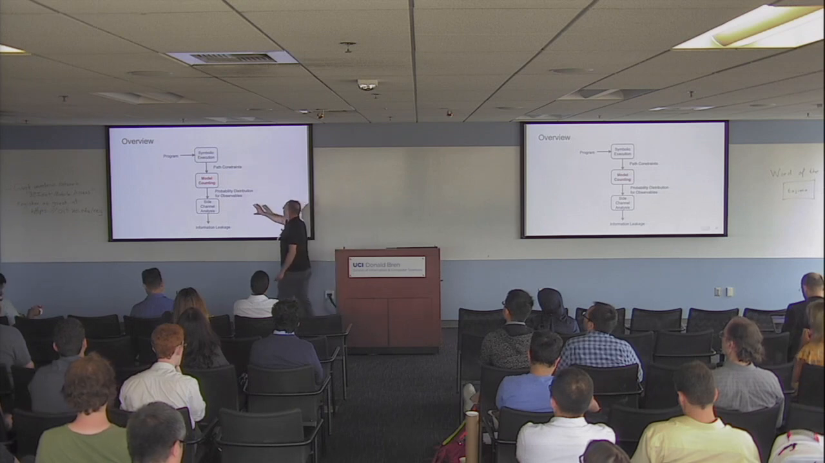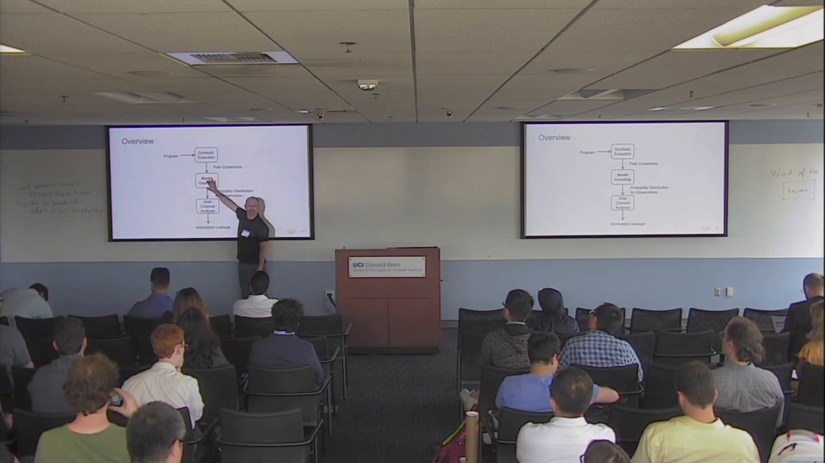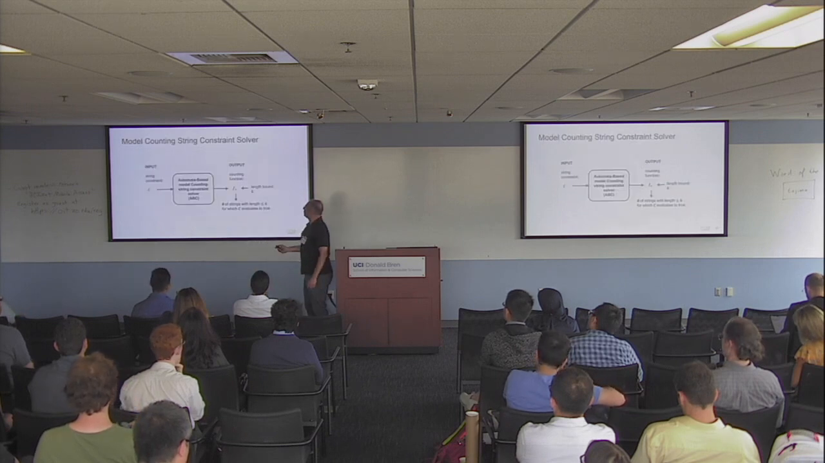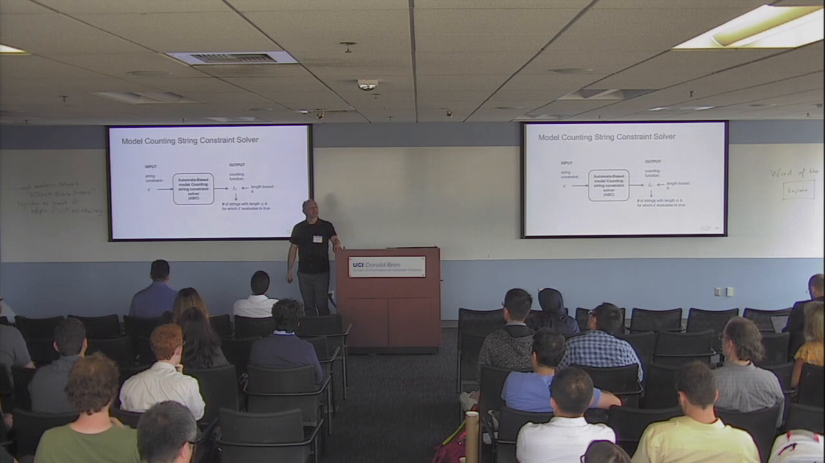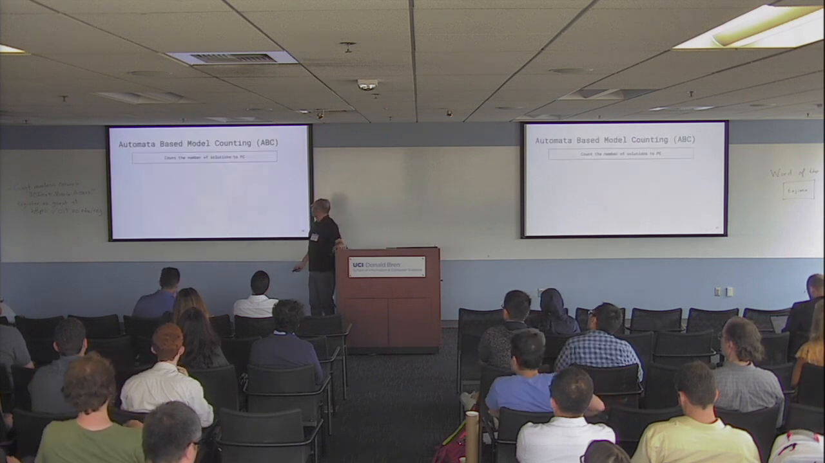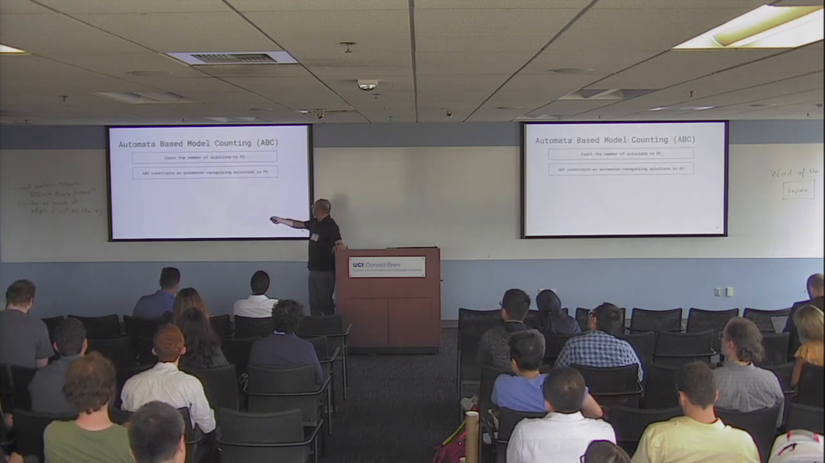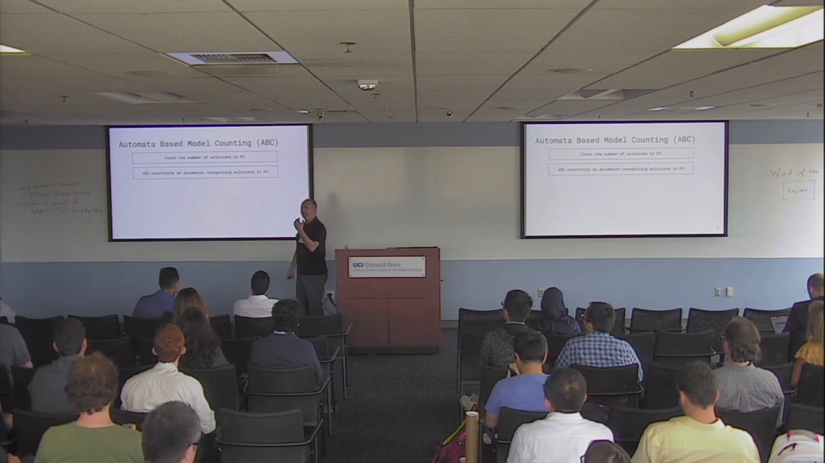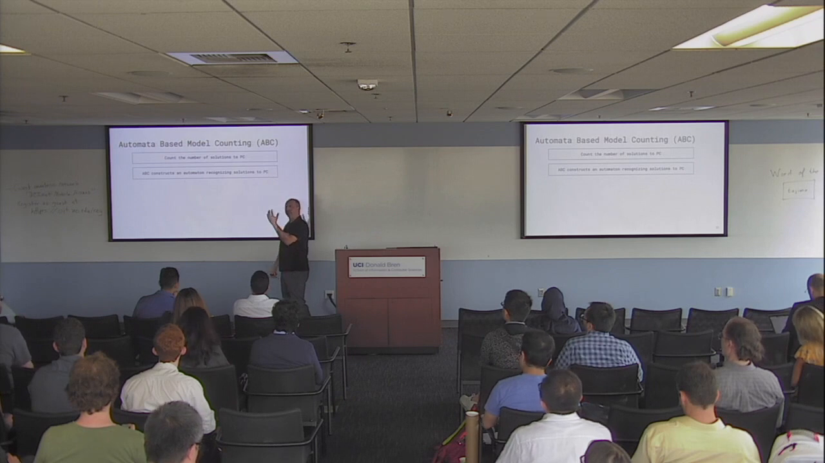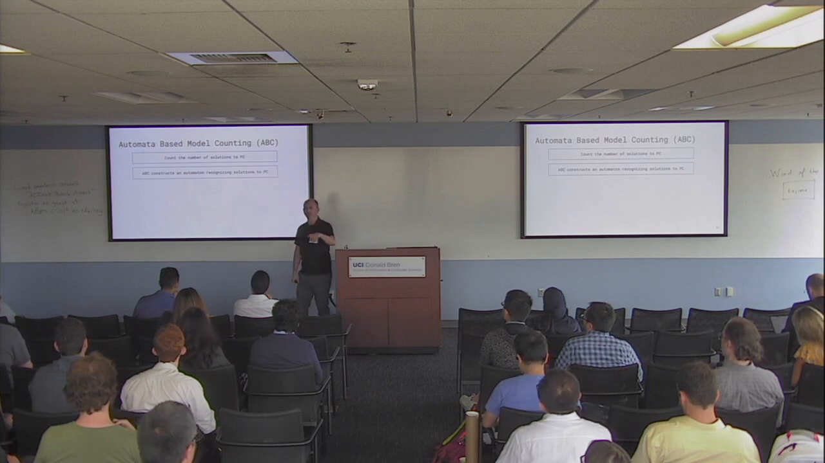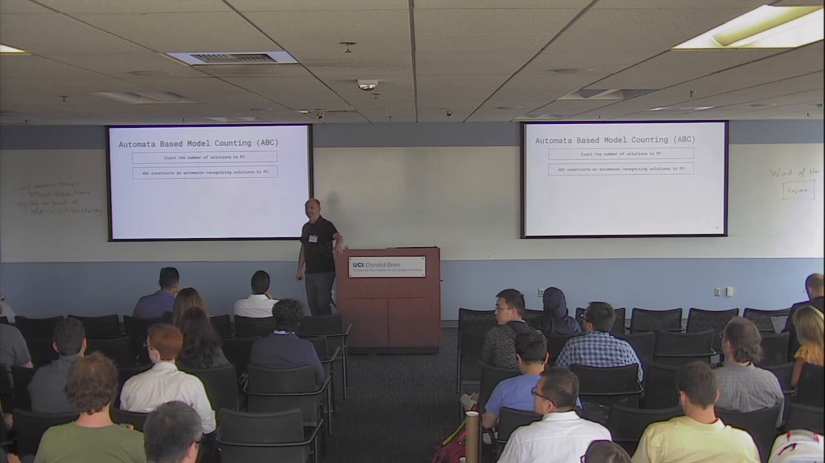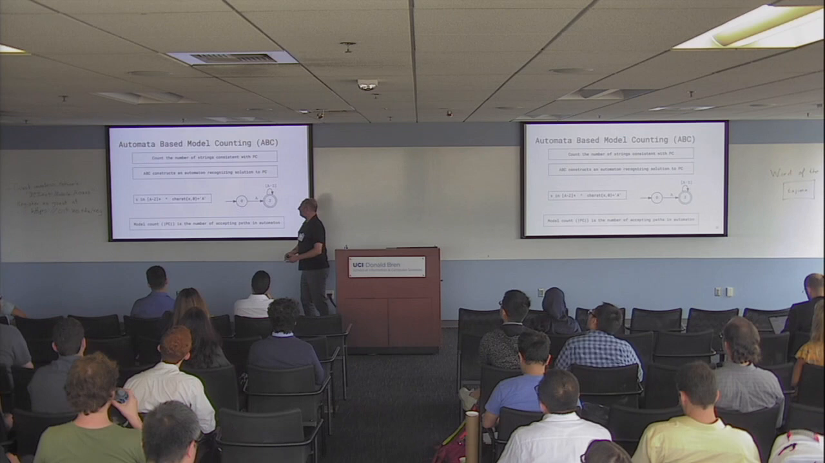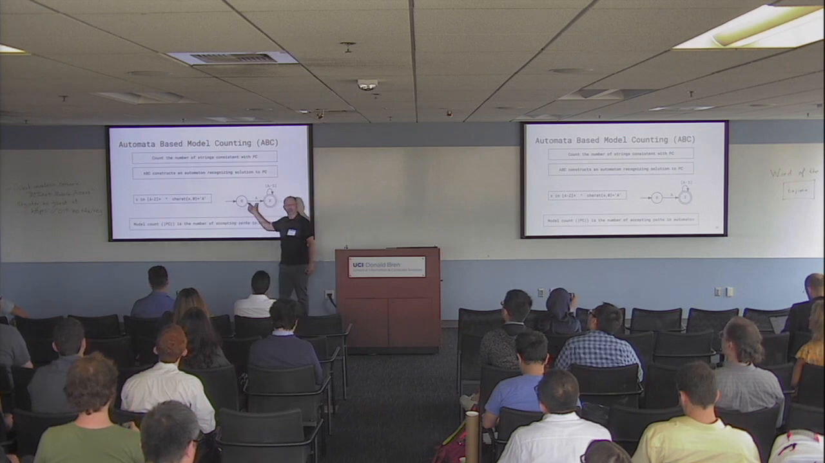Now, there is a magic hammer here, the model counting constraint solver. How do you do that? Well, we use something called automata-based model counting. We take the constraints, and to count the number of solutions, we construct an automaton accepting the solutions to that constraint. We'll have a poster on that, and there's an example of that. This reduces model counting to path counting.